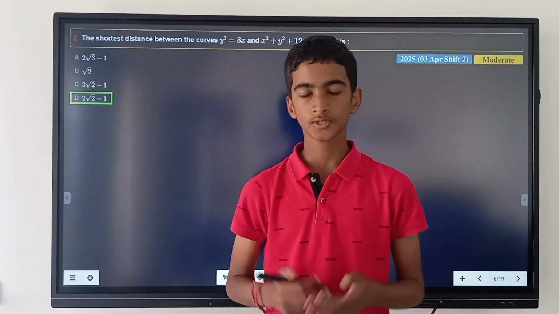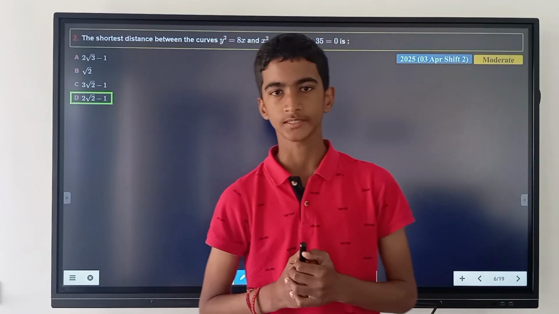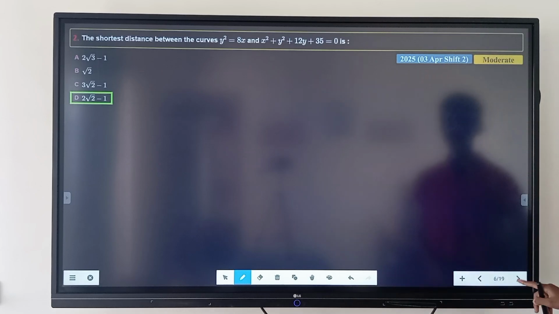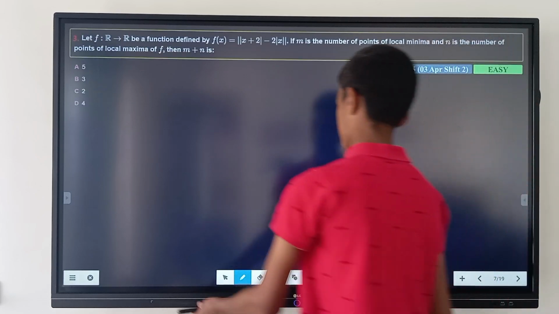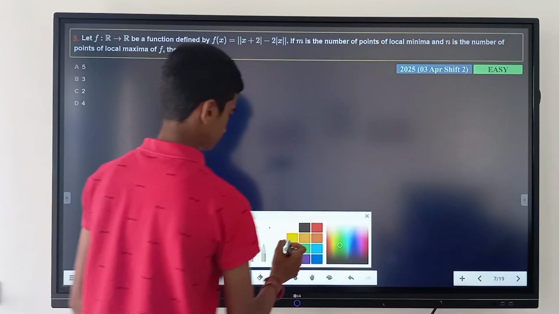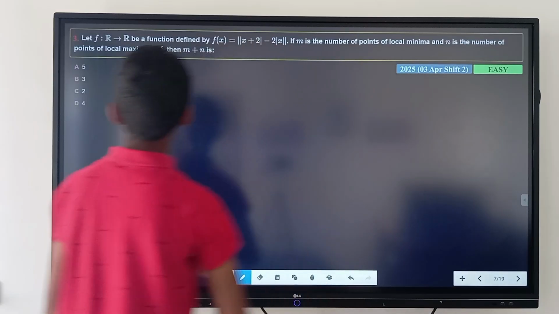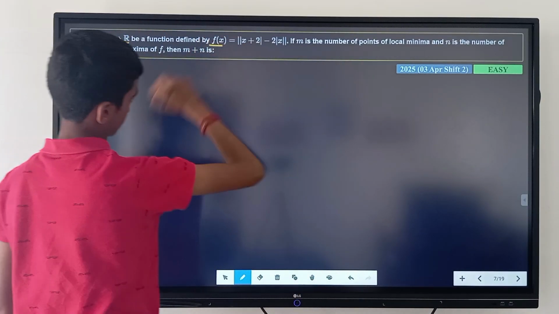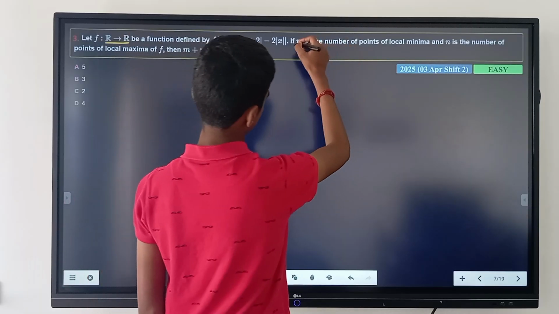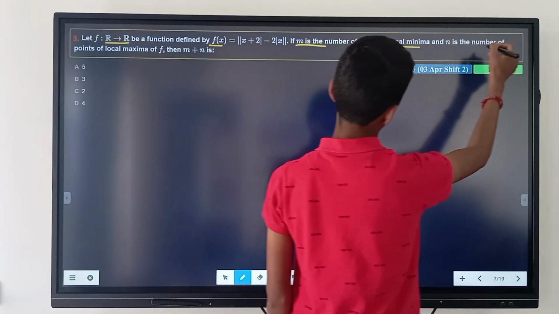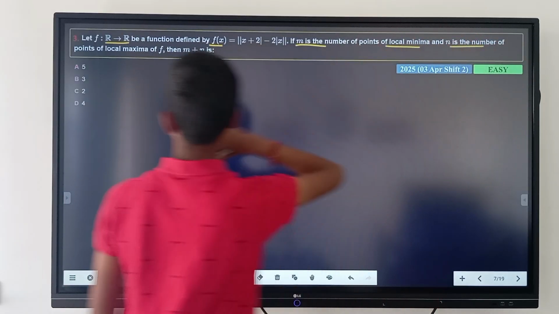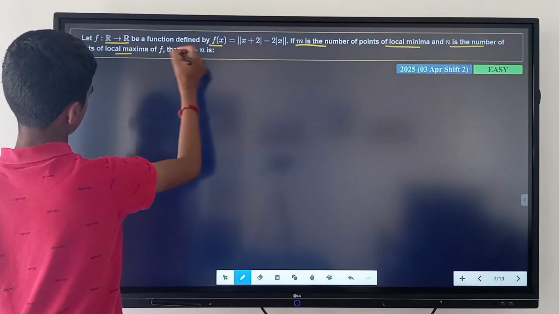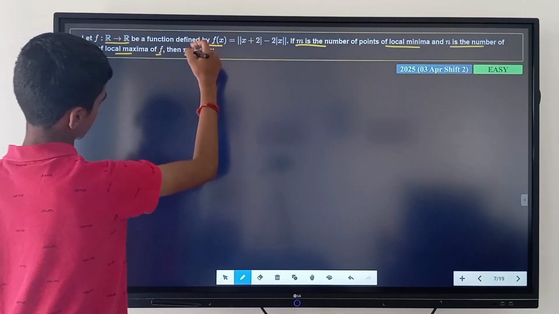And here is our solution, and we can see that our answer is correct. Here is our next question. This time our question says that f: R to R is a function defined by this. If m is the number of points of local minima and n is the number of points of local maxima of f, then m plus n is.